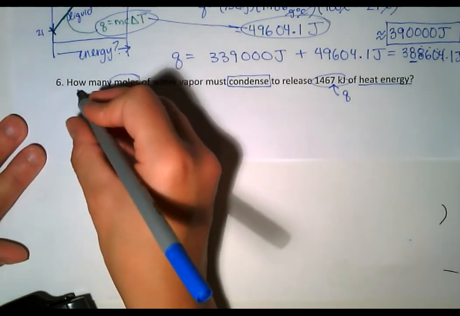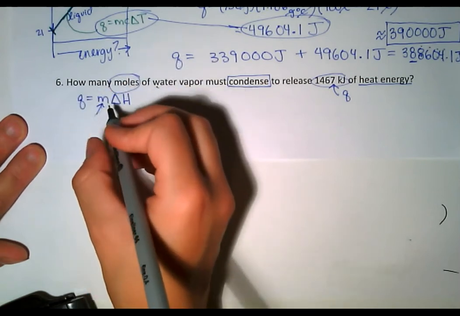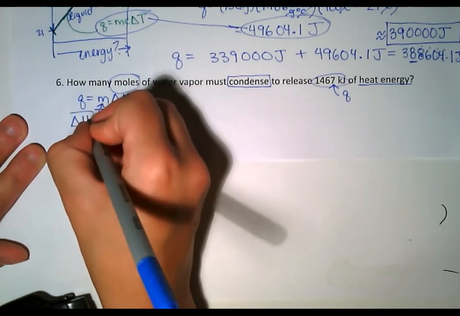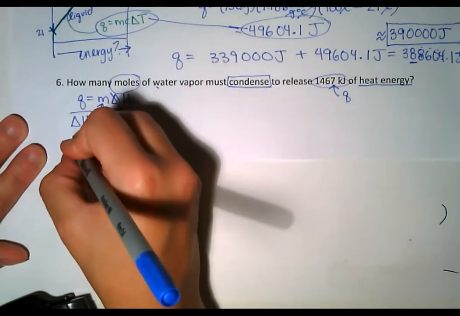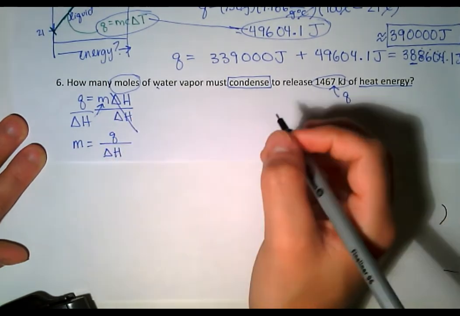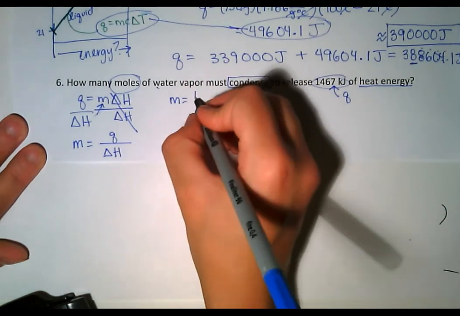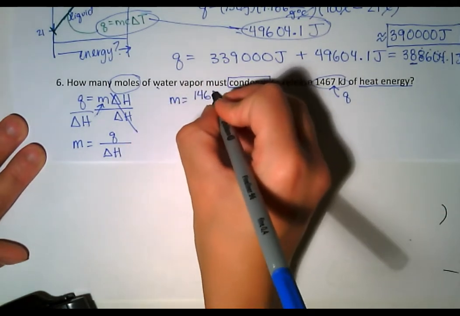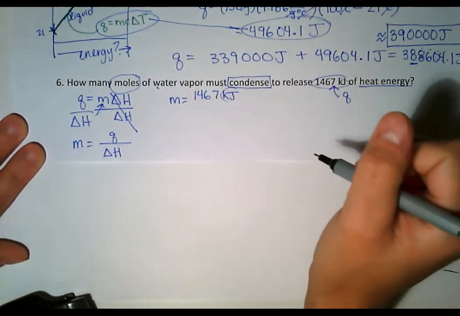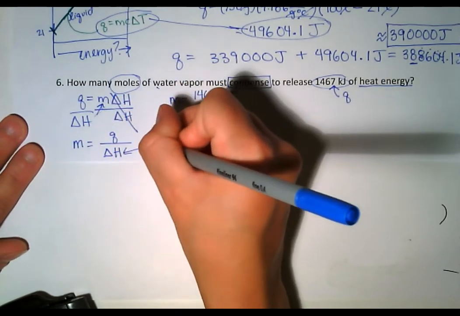So we have our value of Q, we have our value of delta H, and we need to rearrange this equation to solve for M. So I'm going to divide by delta H on both sides. Our delta H cancels out, and we get M equals Q divided by delta H. Coming over here, we have M equals Q, so 1467 kilojoules. Whoop, but actually we can't have kilojoules in this problem because our value of delta H is going to be in joules per gram.